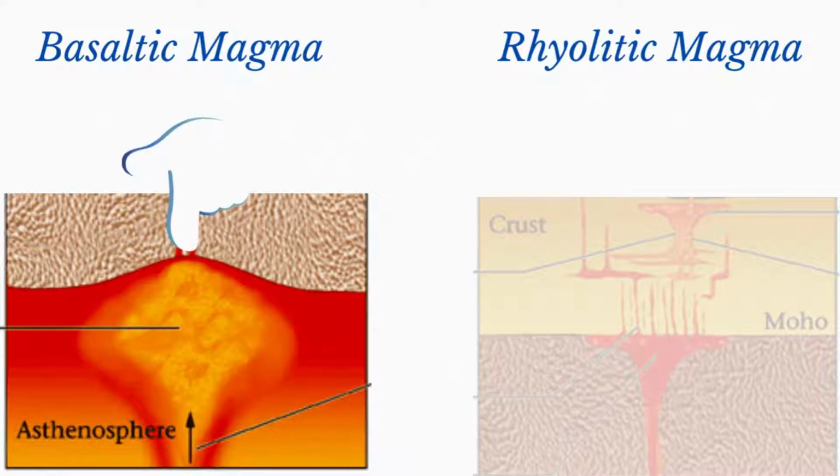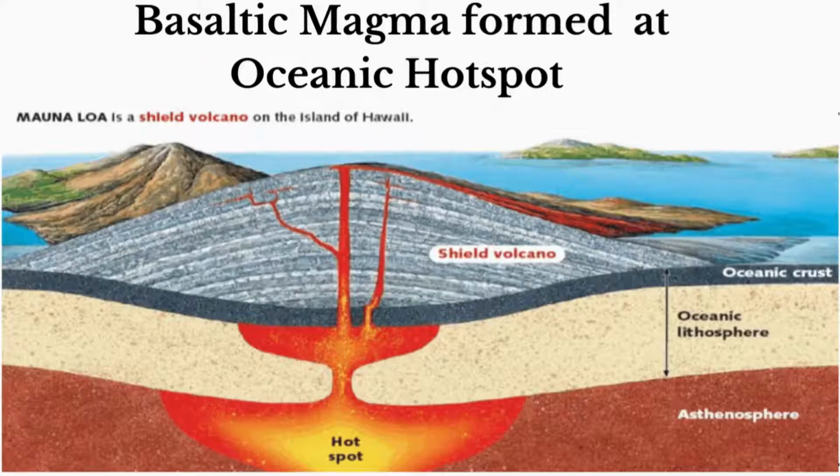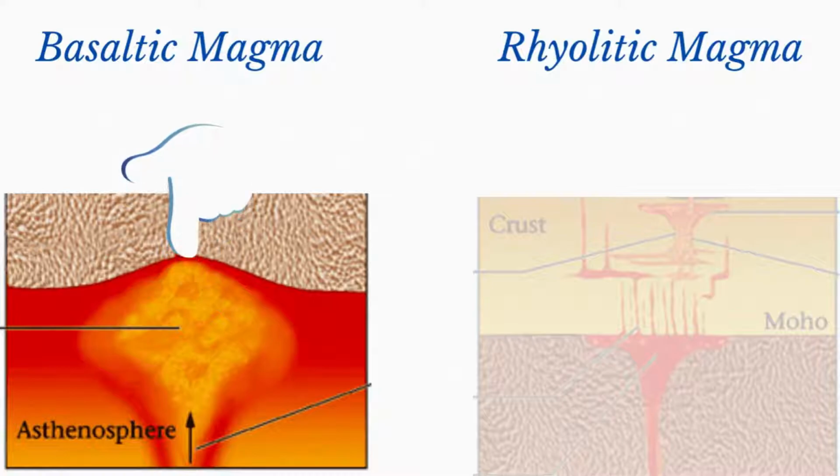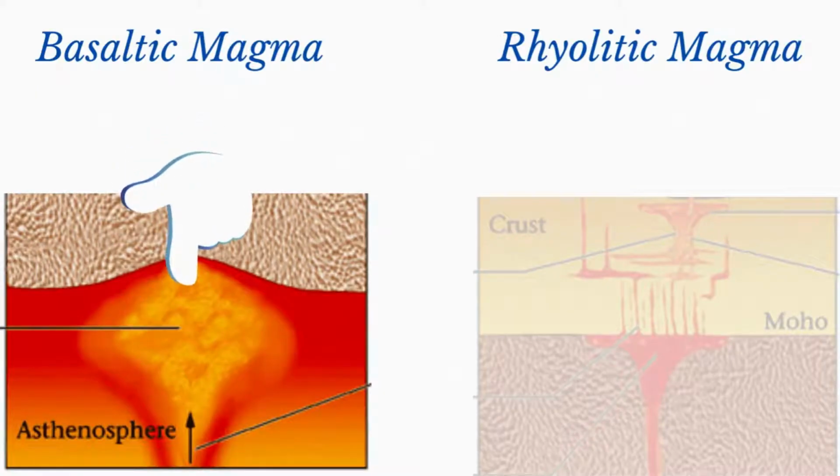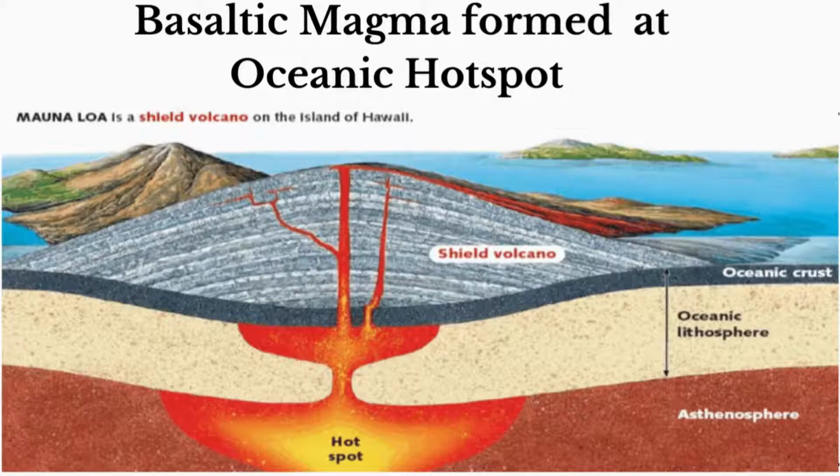Basaltic magma commonly exists at divergent plate margins as well as oceanic hotspots.